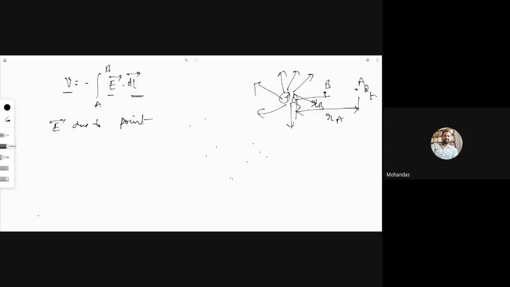I am continuing the morning class slide here. E due to point charge Q is given by what? E equal to Q by 4 pi epsilon naught R square in the direction of r hat. And if you substitute the E value here and do the integration, finally what will you get? What will be the formula for electric potential? Q by 4 pi epsilon naught into R.